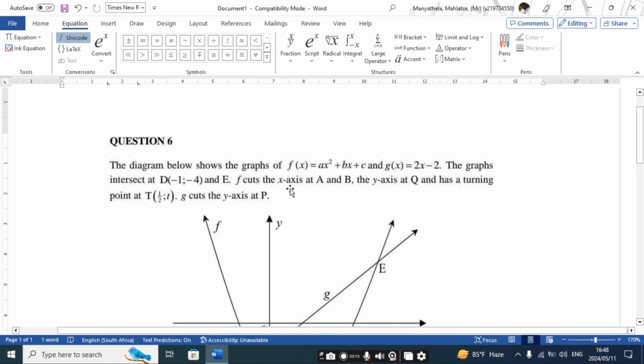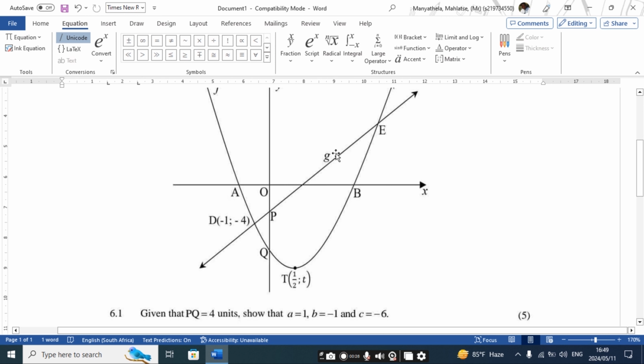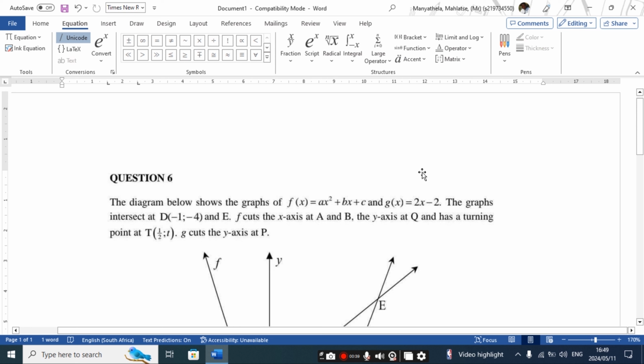And E, f cuts the x-axis at A and B, the y-axis at Q, and has a turning point at T with the coordinates 0,5 and T. G cuts the y-axis at P. Okay, G cuts the y-axis at P, meaning that the coordinates of P will be 0 and -2.